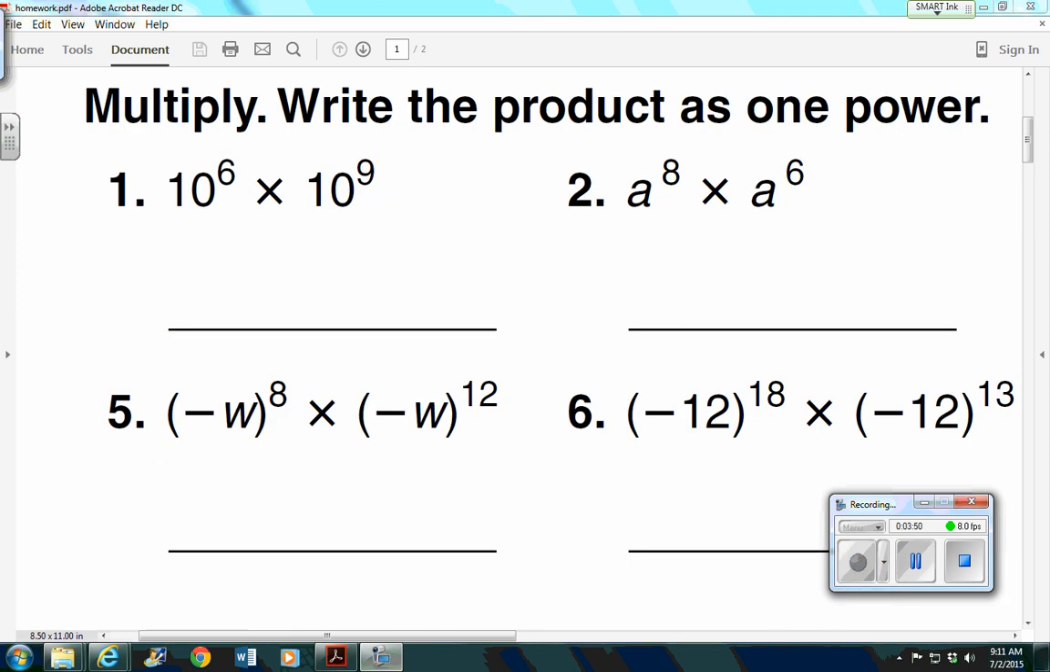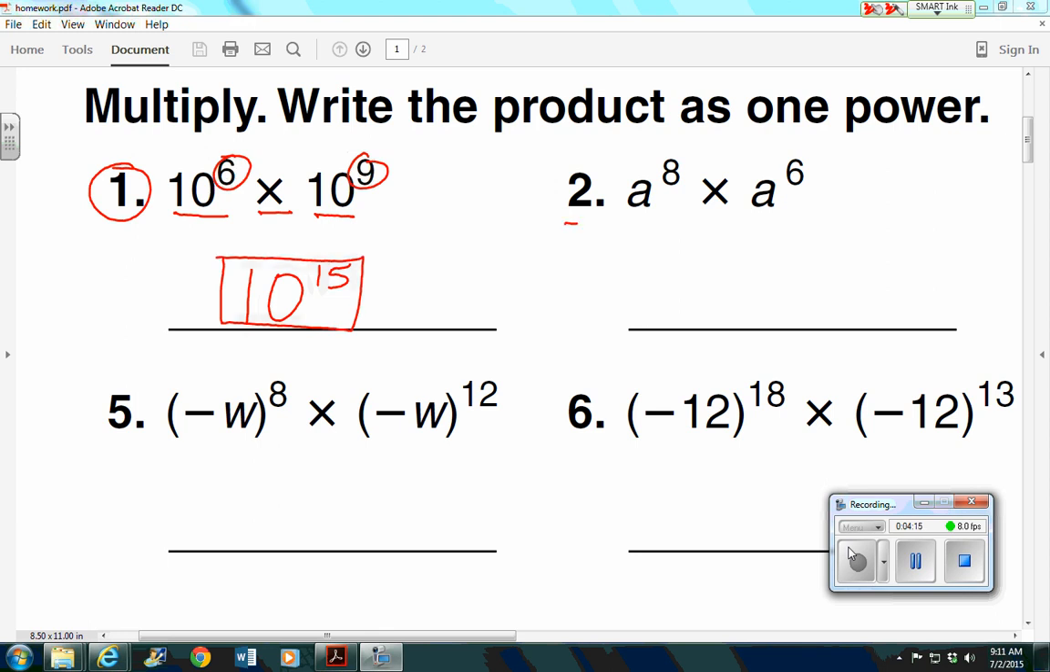Okay, if you understand the rule, then the problem should really be pretty simple. Notice that we've got the same base and we've got multiplication. So the rule tells us to keep the base, which is 10, and to add the exponents. 6 and 9 are 15. So 10 to the 6th times 10 to the 9th equals 10 to the 15th.